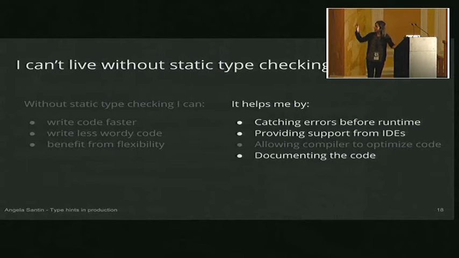I blurred out "allow compiler to optimize code" because that's not really what the static type checking being done in Python is doing. That's just something that can be done with static type checking, but not necessarily a goal of the current state of things for static type checking.